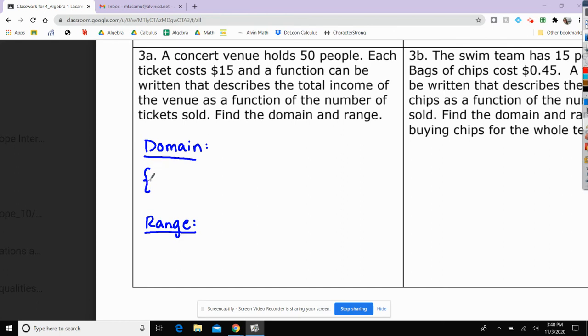So at this concert venue, we can have 0 people. We can't have half a person, so the next number we can have is 1, then 2, and I'm not going to write out all of these numbers because that would take forever, but the most it can hold is 50 people. So I'll put a 50.